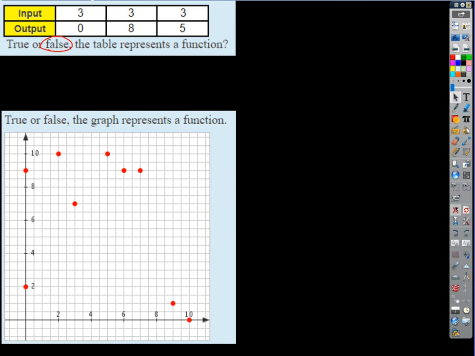What about this one? Nope, we got a problem, don't we? We got a problem right there. See, those points line up vertically. So that violates the vertical line test. So maybe I'll make a note of that. So fails.